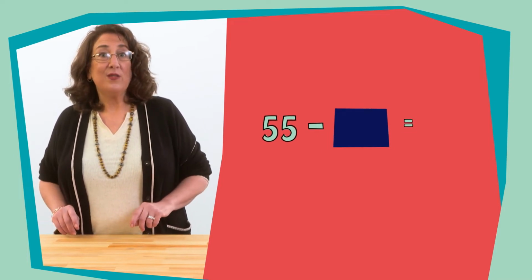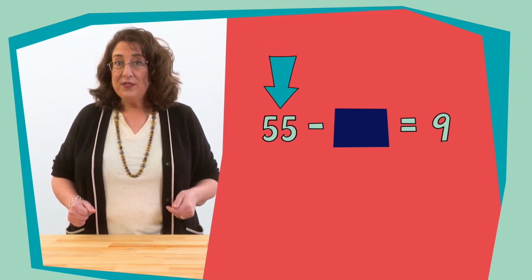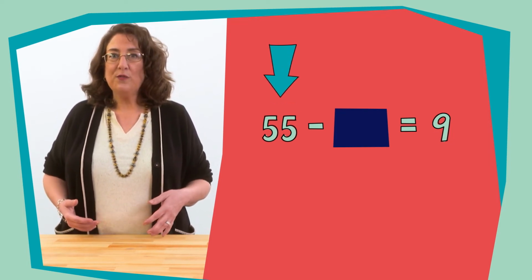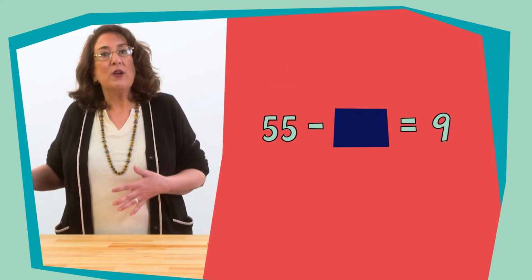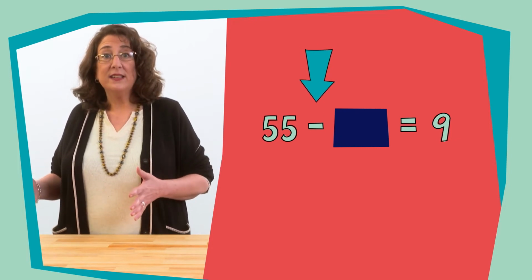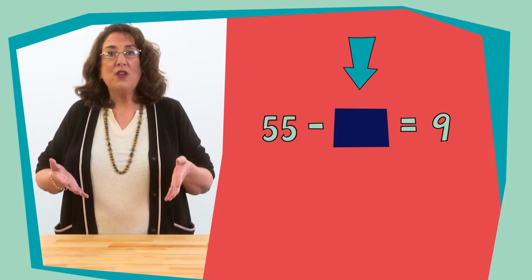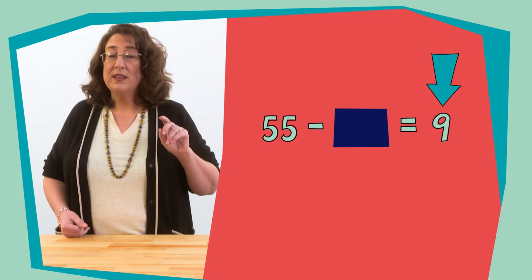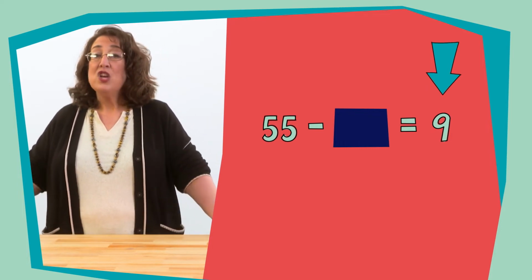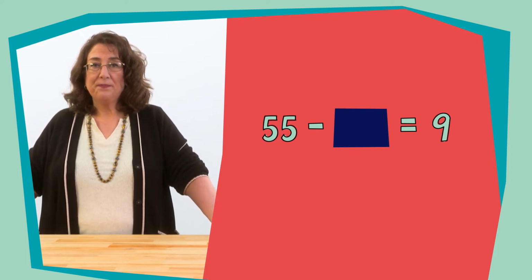I heard you say 55 minus blank equals 9. That's correct, because 55 is the total number of birds that there are in the beginning of the story, and some went away, so we're subtracting, but we don't know how many went away. So that is our unknown number. But we do know that there are 9 birds that are left. You represented that word problem very well with this equation.